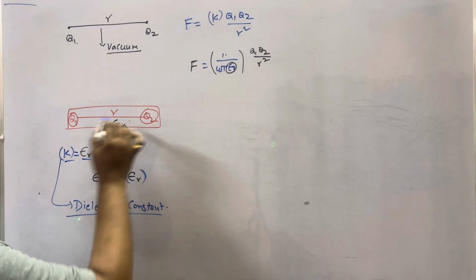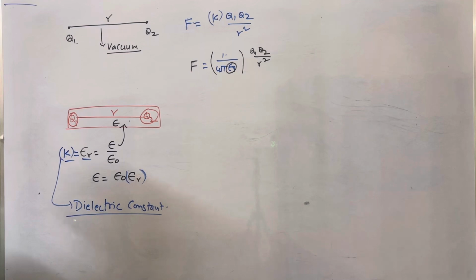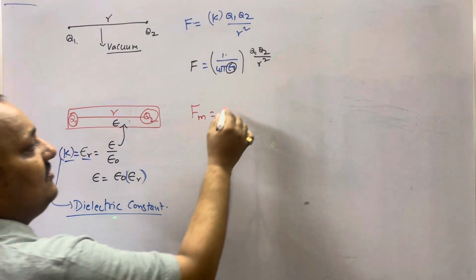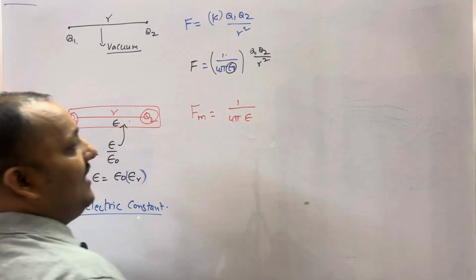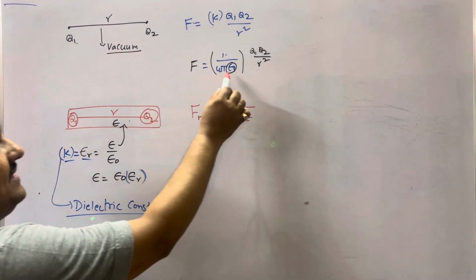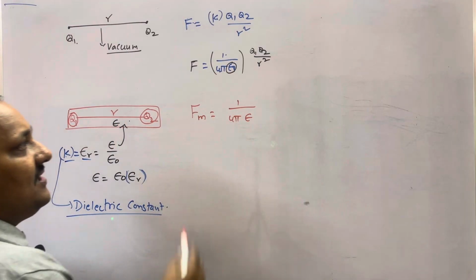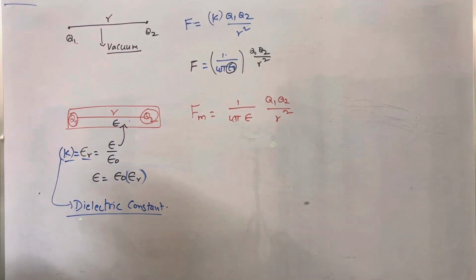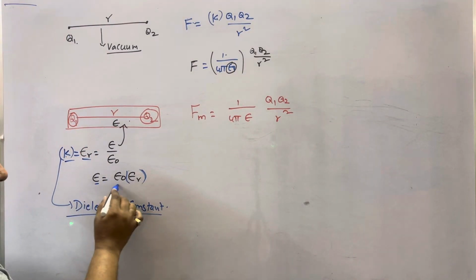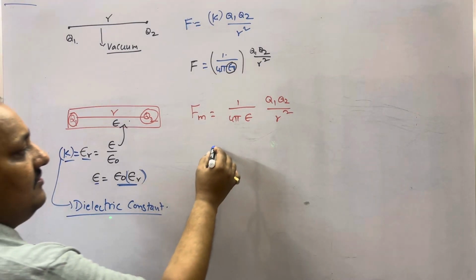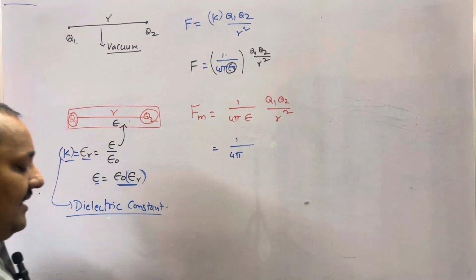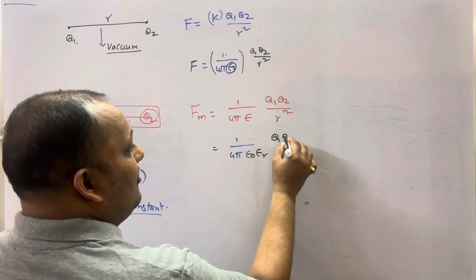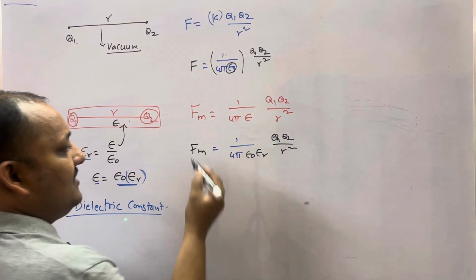Now, whenever we are placing two charges in a medium, how are we going to write it? The force in medium is going to be 1 by 4 pi epsilon. If it is vacuum, epsilon naught; if it is medium, epsilon we have to write. Remaining are the same. Now, in place of epsilon, we can write epsilon naught into epsilon r. Therefore, 1 by 4 pi epsilon naught epsilon r, q1 q2 by r square. This is the force in medium.